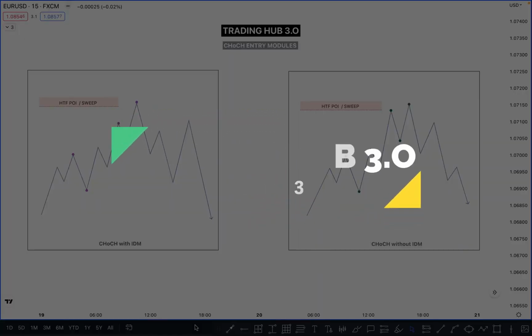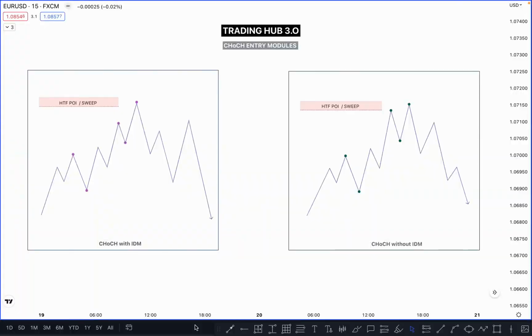In this chapter, we are going to learn what entry type is and which criteria you should follow before entering a trade. So in this chapter, we are going to talk about only CHoCH entry, how you can take entry based on CHoCH. CHoCH means change of character.